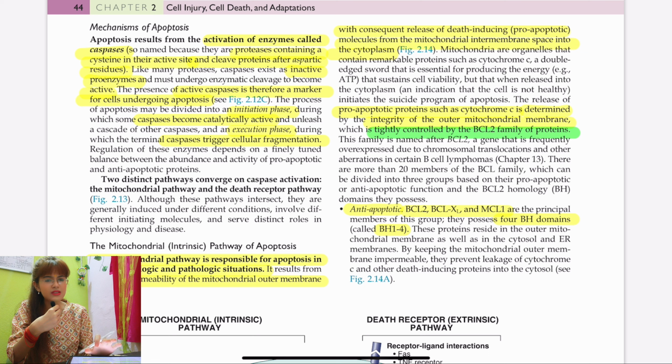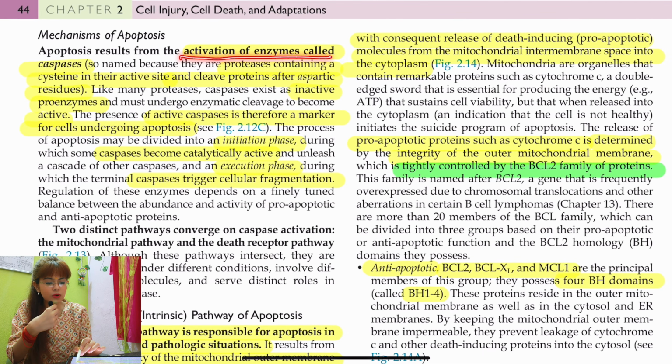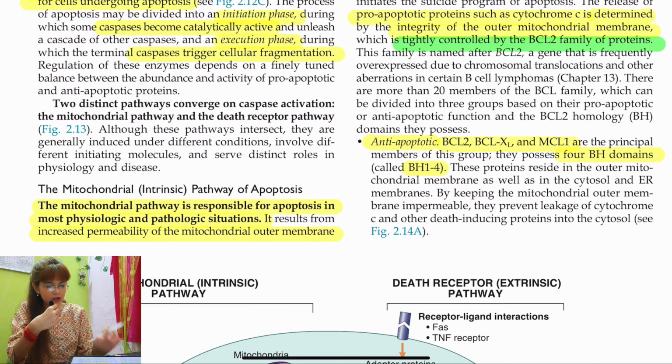So this is just the outline, and now keeping in mind this outline, I'm going to take you through the details of the mechanism. This is a very, very important topic. The mitochondrial one is the most difficult to understand, so I'll go slow over here. Apoptosis results from the activation of enzymes called caspases, because they are proteases containing cysteine in their active site and cleave proteins after aspartic residues. Very important points. These active caspases are a marker for a cell undergoing apoptosis. So there are two phases: the initiation phase, where the caspases become active, and the execution phase, where the caspases trigger the cellular fragmentation.